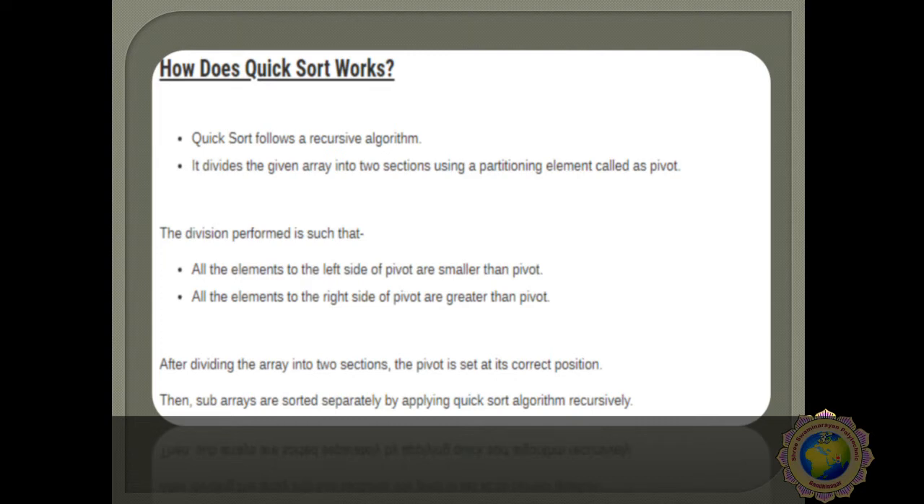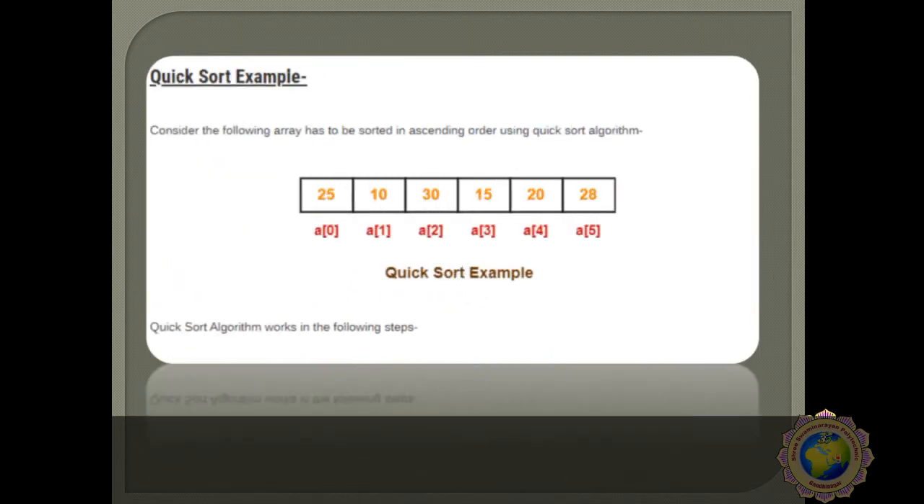Consider i and j. i is the left-hand side data of the pivot, and j is considered the right-hand side data of the pivot. After dividing the array into two sections, the pivot is set at its correct position. Then the sub-arrays are sorted separately by applying the quicksort algorithm recursively. Here is a quicksort example.